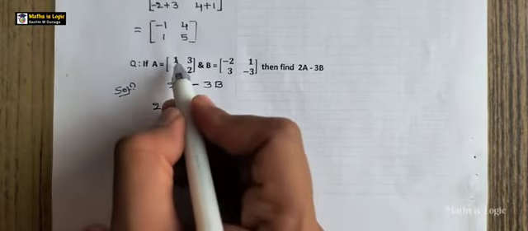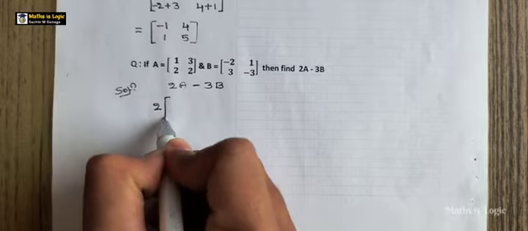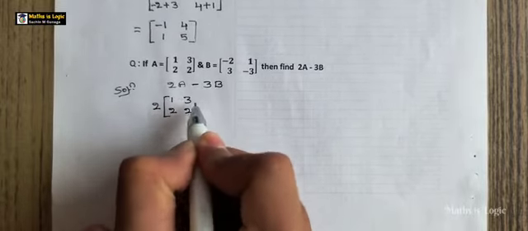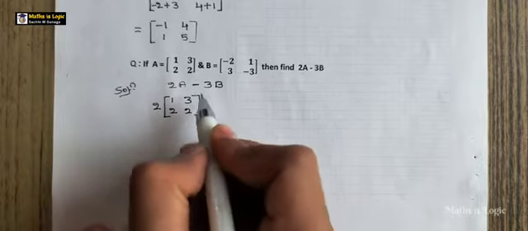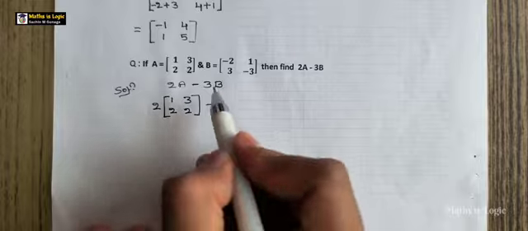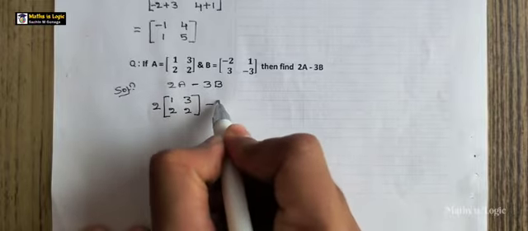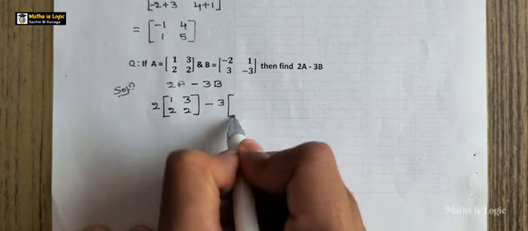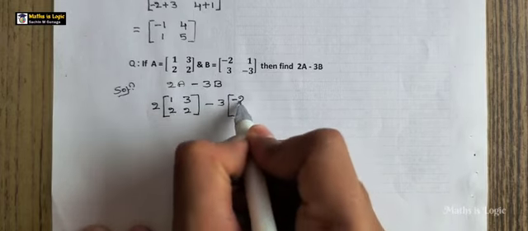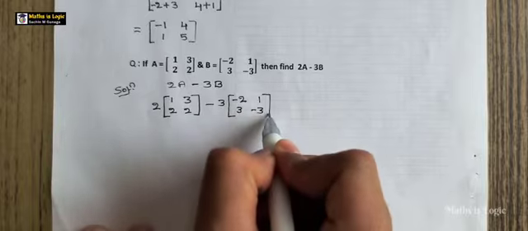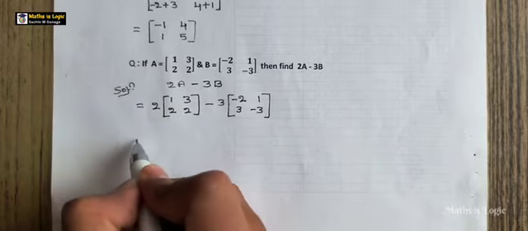Next, A matrix. Note down A matrix elements 1, 3, 2, 2. Next, complete the bracket. Negative sign, keep that negative sign as it is. Next number is 3, mention that 3. After that, B matrix value we need to mention, that is minus 2, 1, 3, minus 3. So this is the first step.